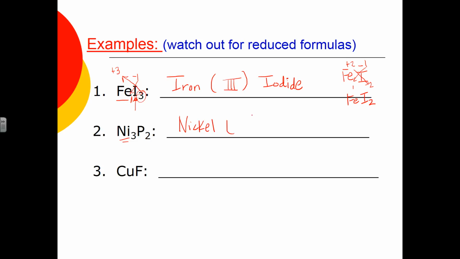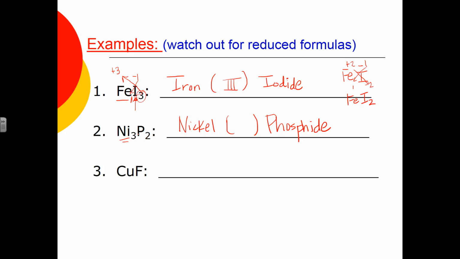I'm going to go ahead and put my parentheses for my Roman numeral. We'll come back to that. And then this is phosphorus. So phosphorus changes to phosphide, P-H-O-S-P-H-I-D-E. Now let's figure out the charge on phosphorus.